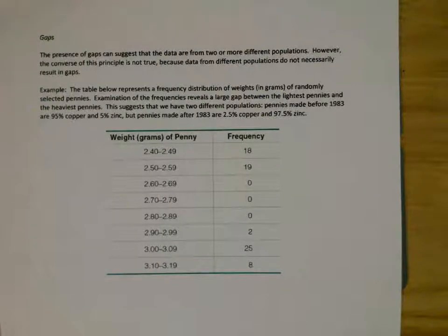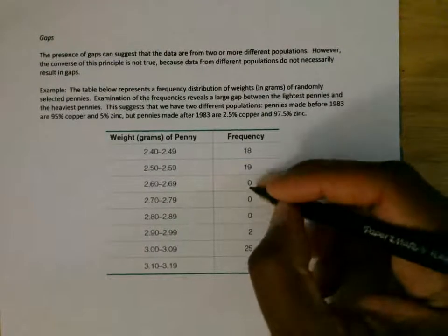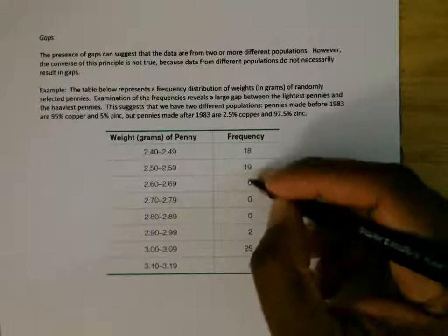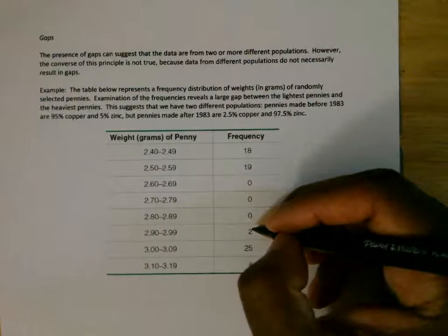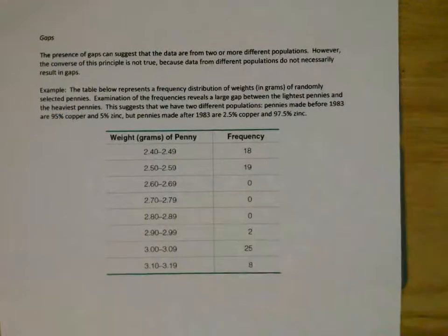Pennies made before 1983 are 95% copper and 5% zinc, but pennies made after 1983 are 2.5% copper and 97.5% zinc. Okay, so you can see that huge gap in between right here, from 2.60 up to 2.89. So this could be from two different populations.